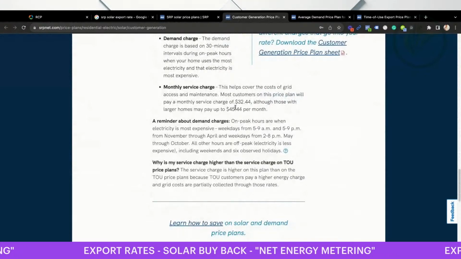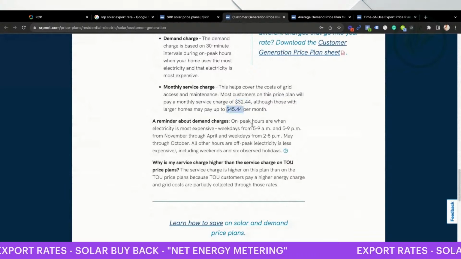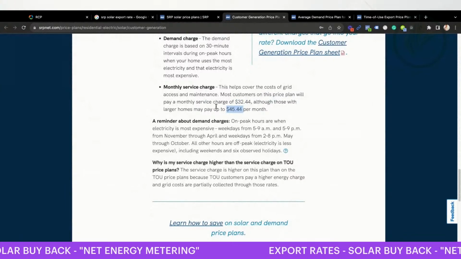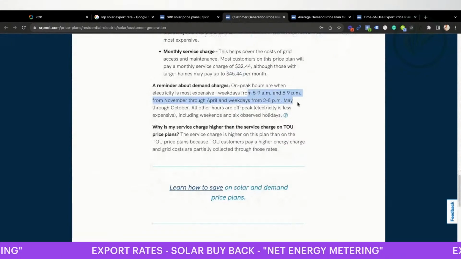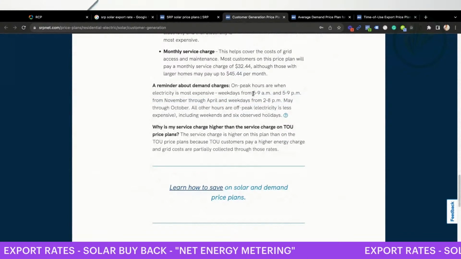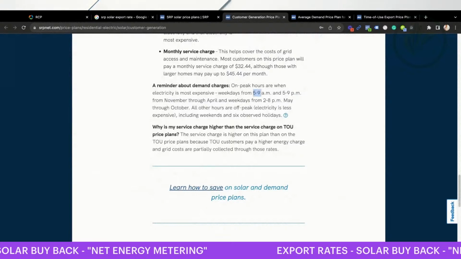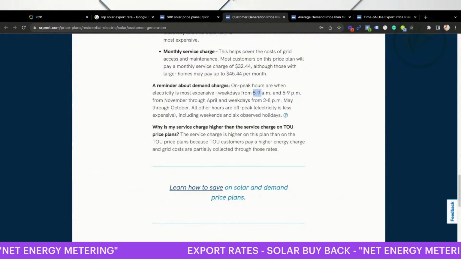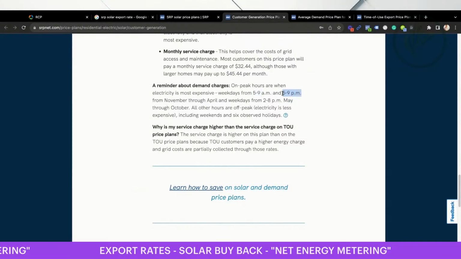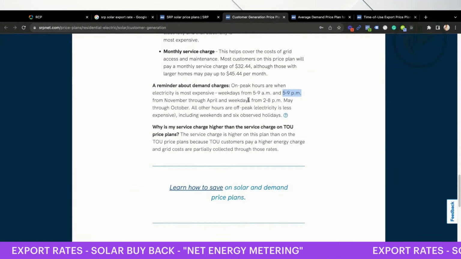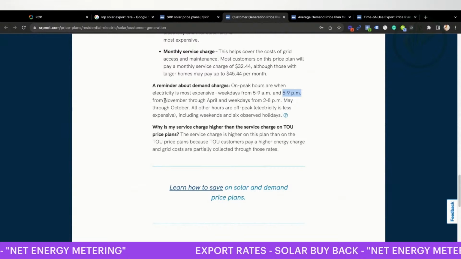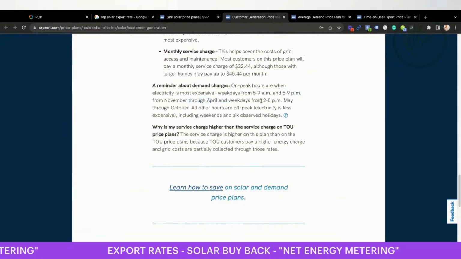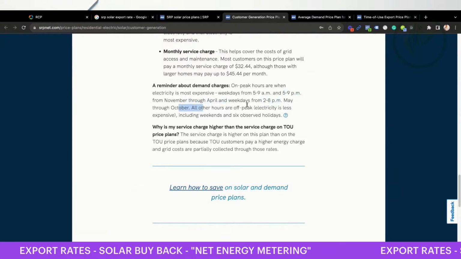It talks about the monthly service charge, so it's going to be between $32 to $45 depending on stuff. It talks about the time. Again, SRP is more complicated. They have a very strange schedule: from 5 to 9 a.m. is on peak, and from 5 to 9 p.m. is off peak, or what? On peak is 5 to 9, 5 to 9. November through April, 2 to 8, mid-October, all other times.